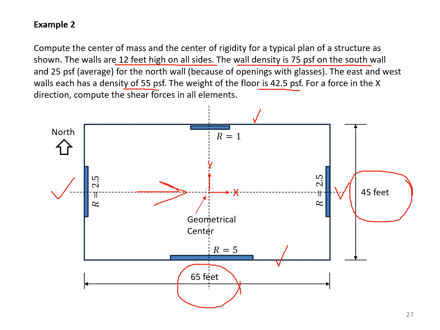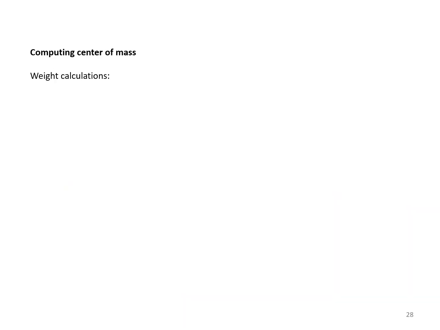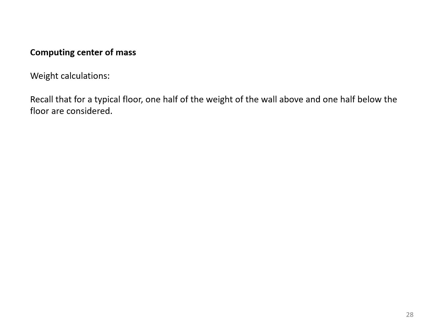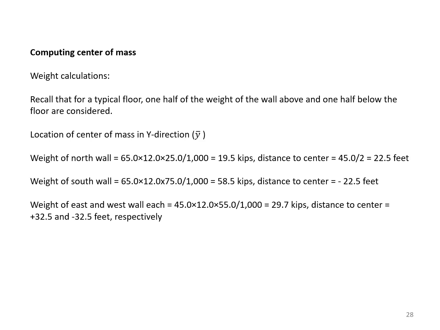All right. So computing the center of mass, let's do the weight calculations. We divide the entire thing into segments, as I told you about. So north wall, south wall, and floor, so we have 3 segments. And also east wall and west wall. So we have 5 segments altogether.